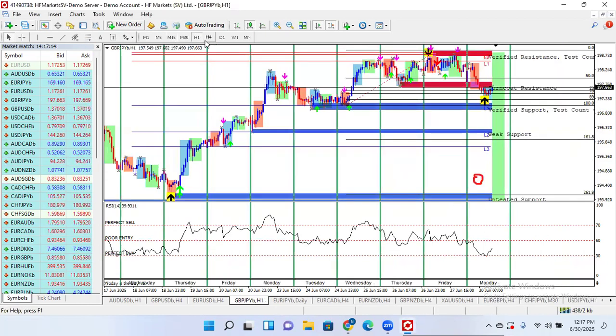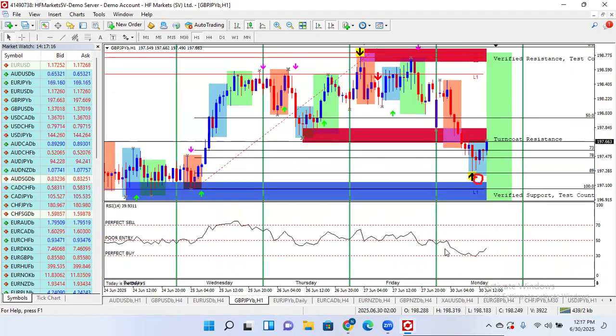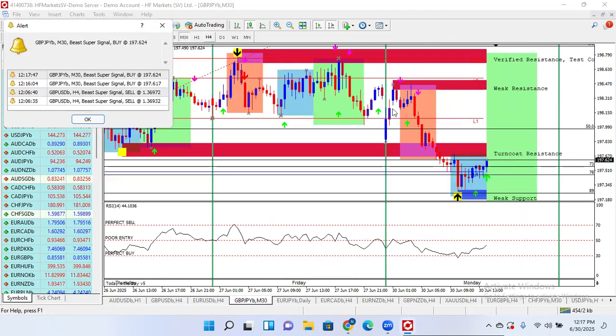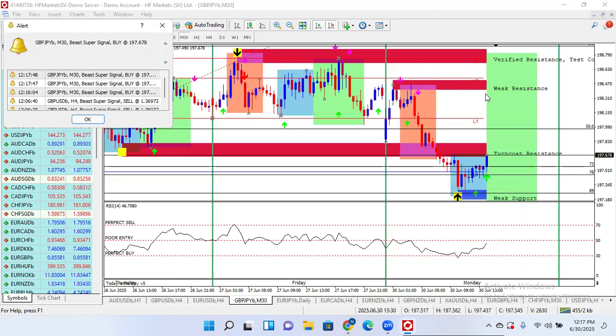Remember 1 hour? 1 hour is coming from 30. So by the time price buys to this L1, 1 hour should come to 50 or above before any further sell will happen. That's why my take profit is actually this area, this L1, this weak area. That's my take profit.